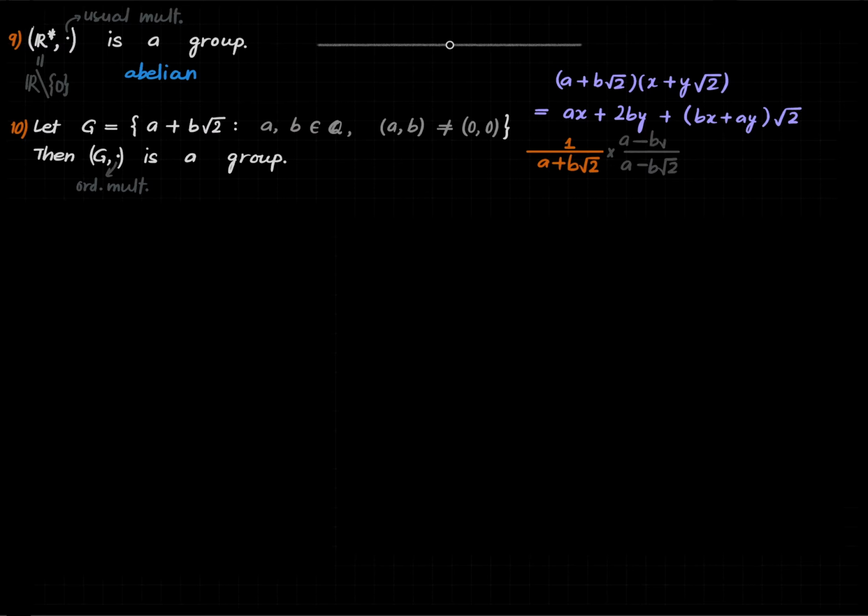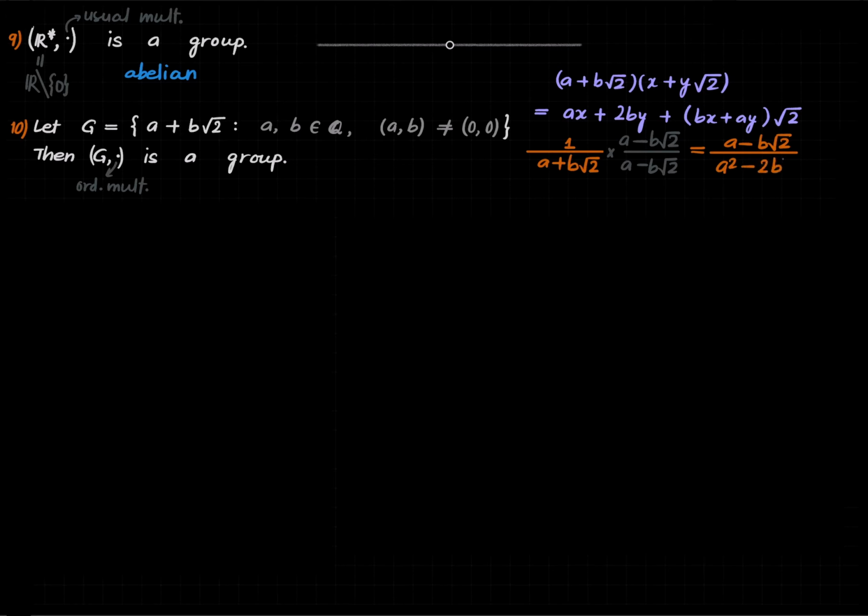You multiply it like this, and note that this is valid because this cannot be 0. If this were 0, since a and b are rational numbers, the zeroness of this will force that both a and b are 0, but not both a and b are 0. That is what we have already started with. So this is legitimate. And now if you just work this out, you get a minus b root 2 on top and some non-zero rational number at the bottom.